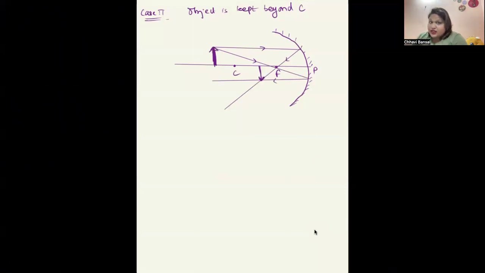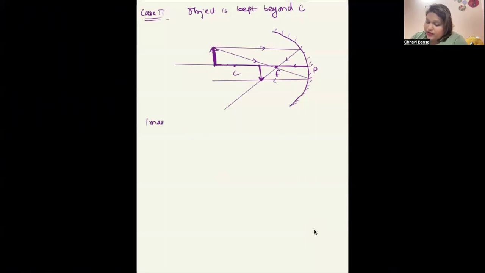Okay. Why is it so? Because see, these two rays are coming from the tip of the object. So wherever they meet will be the tip of the image, right? Now for the rays, for example, coming from the bottom of the object, it is perpendicular to the pole. It will retrace its path. So here only the image bottom will be formed. Fine. This is how the image will form.